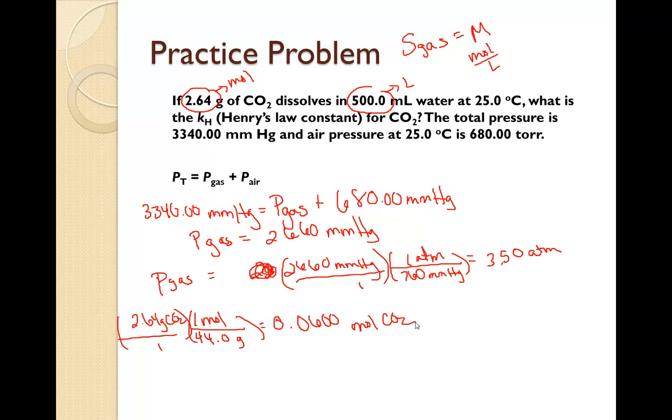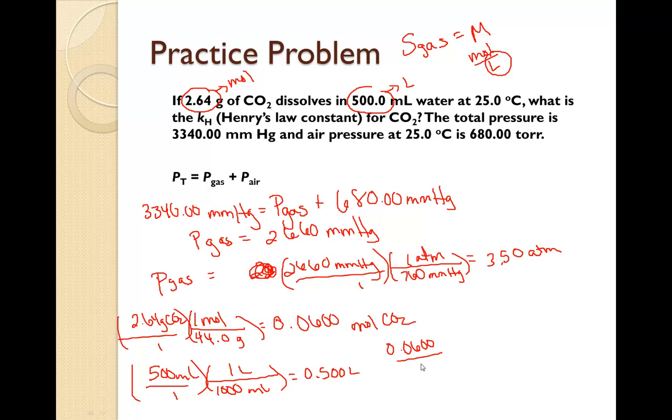We need the liters on the bottom as well, so 500 milliliters divided by 1,000 to get to liters. That comes out to be 0.5 liters. So 0.06 divided by 0.5 comes out to be 0.12 molar.